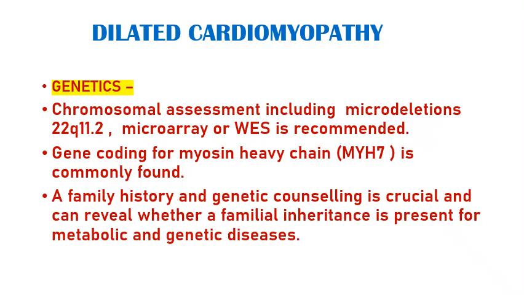In genetics, we can advise chromosomal assessment including microarray for microdeletion 22q11.2, or WES. Genes coding for myosin heavy chain are commonly involved. A family history in genetic counseling is crucial and can reveal whether a familial inheritance is present for metabolic and genetic diseases.